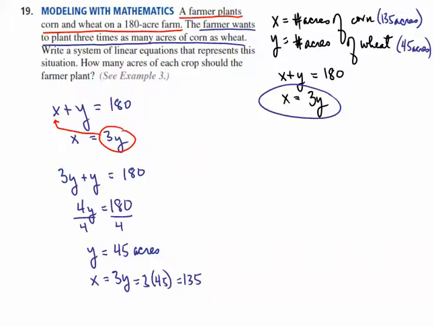We have corn, we have wheat. Together, it's 180 acres, giving us the equation x plus y is 180. Second, the corn should be 3 times as much as the wheat. So x is equal to 3y. We take x equals 3y and substitute that for x in the first equation. Solve: 3y plus y is 180, 4y is 180, y is 45, and x is 3 times that, or 135. All right, we'll go on to the next problem.